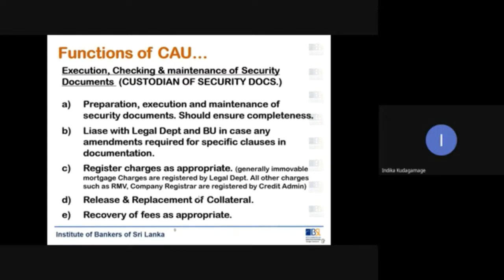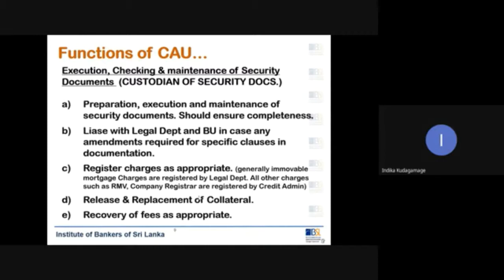Then release and replacement. Central safe custody where the documents are kept has to be under these people. So we get the offer letter, we sign, we send it back to CAU. Right? Credit administration people. Then they will look at the offer letter properly again and they will include it in the system. That is the first part. Then when all the original signed documents come back to the central unit, they need to keep it safe.